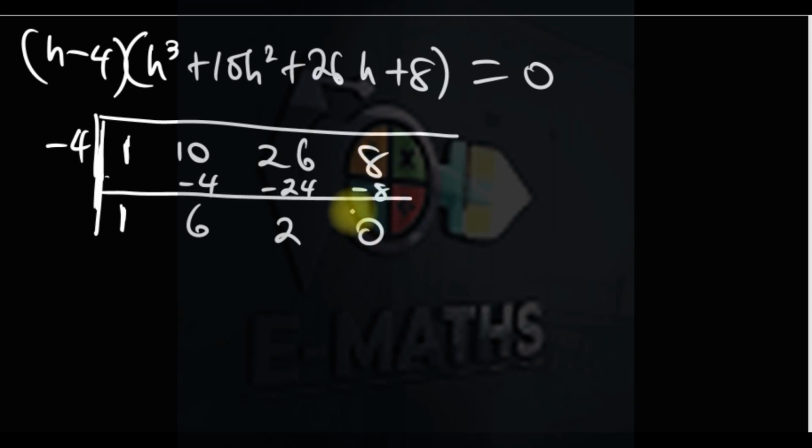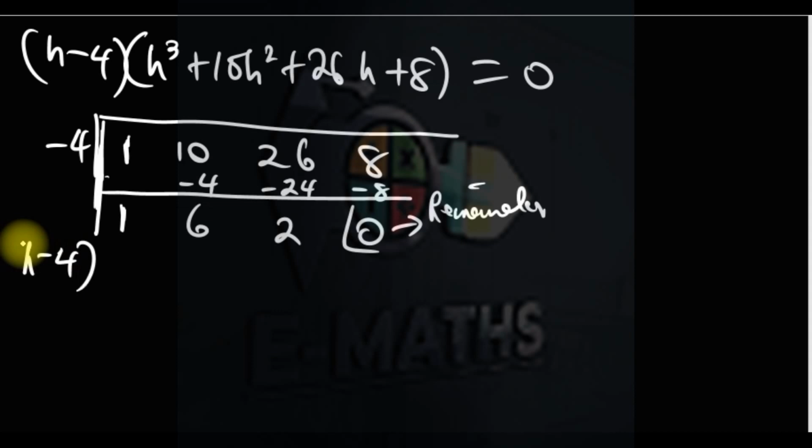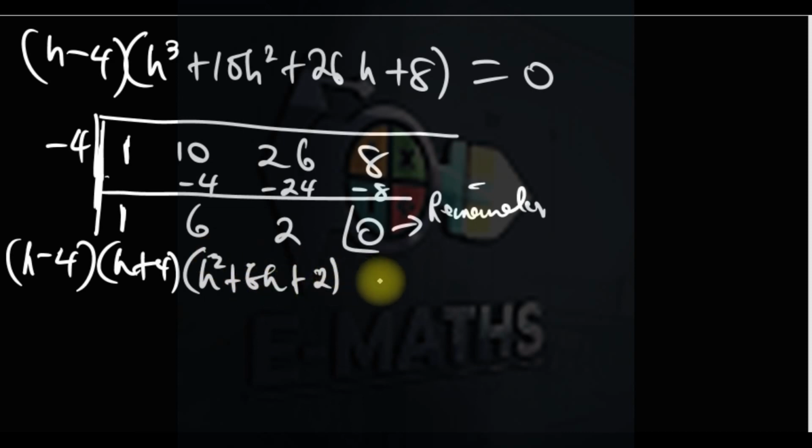So if you add, we have 0. So what do you have to say again? The remainder is 0, meaning it's a factor. So I can write this as h minus 4 for this. Why is this now h plus 4? Because minus 4 is the root, so h plus 4 is a factor. And this is h squared plus 6h plus 2. So I've factored this to be this.